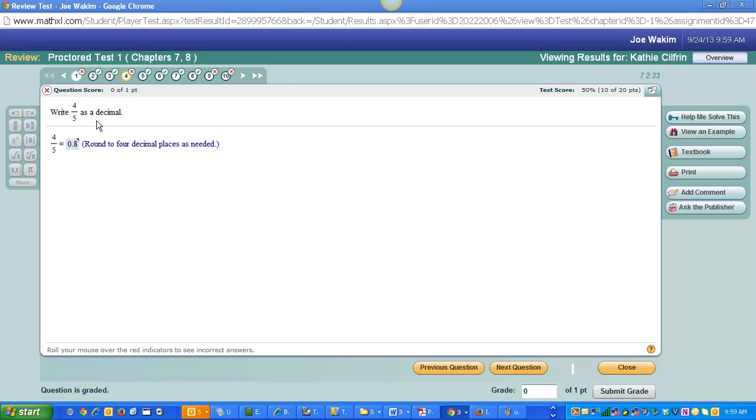On number 4, when you divide a fraction, you get 4 divided by 5. Since 4 is smaller than 5, we put the decimal and add a 0. 40 divided by 5 is 8. That's how we got the 0.8.